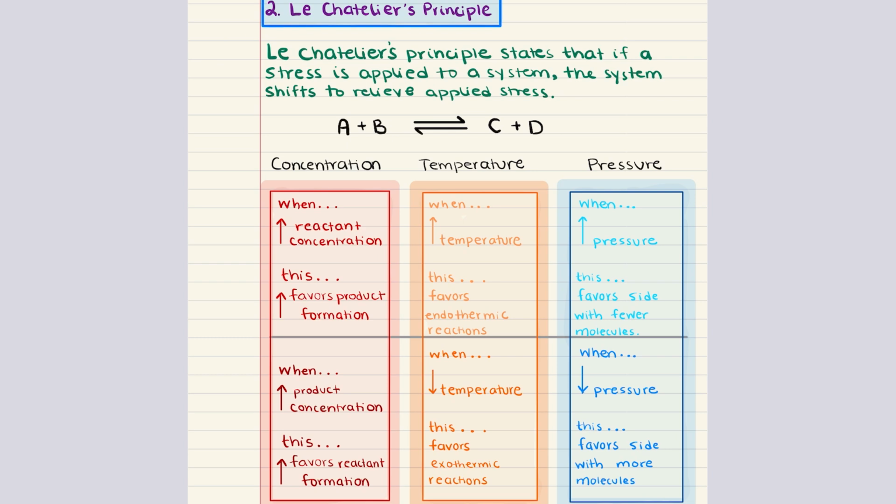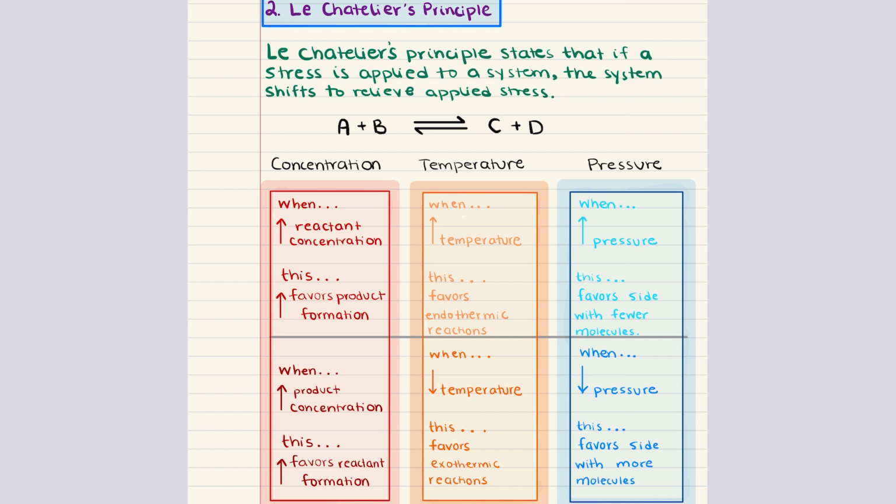Today we're going to be continuing our lecture on chapter 6. Now we've made it to the second objective, and the focus of the second objective is Le Chatelier's principle. Now this principle states that if a stress is applied to a system in equilibrium, the system will adjust to counteract that stress and re-establish equilibrium.